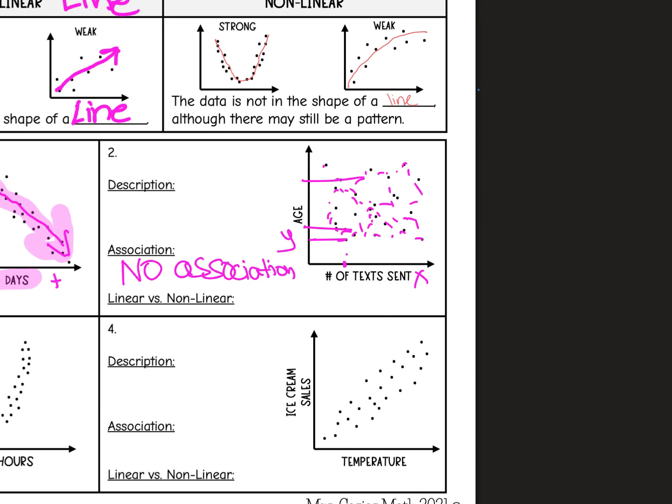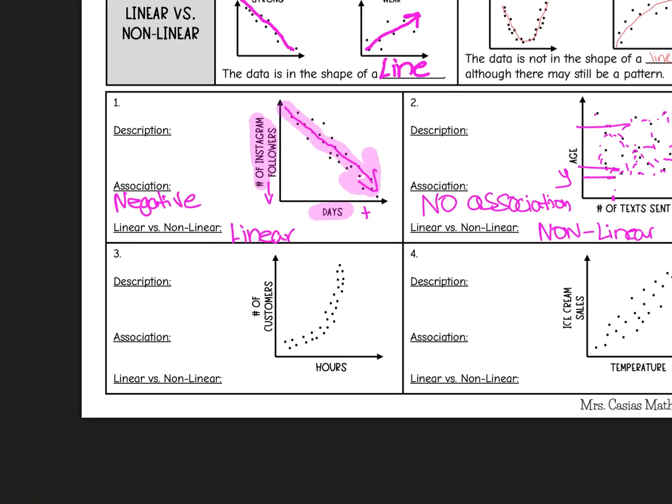Then let's see if we can tell if this is linear or not. Not at all. So this would be a non-linear relationship. Okay, let's look at the next one.